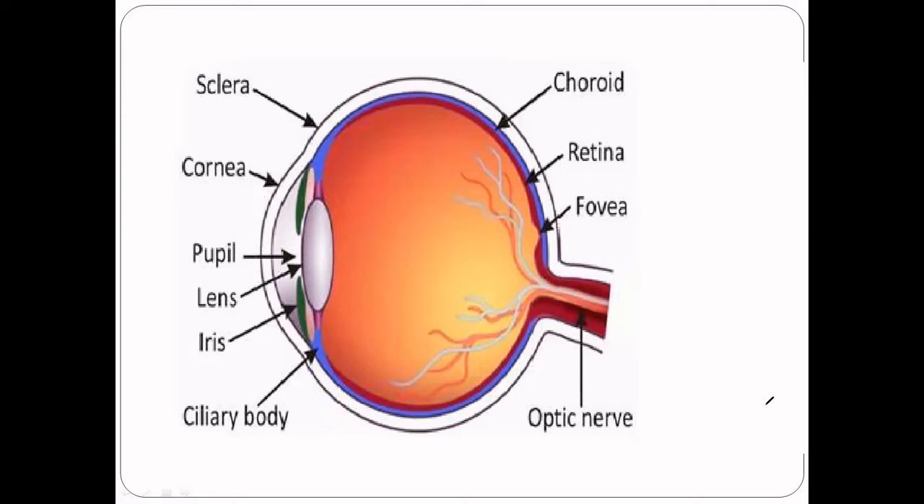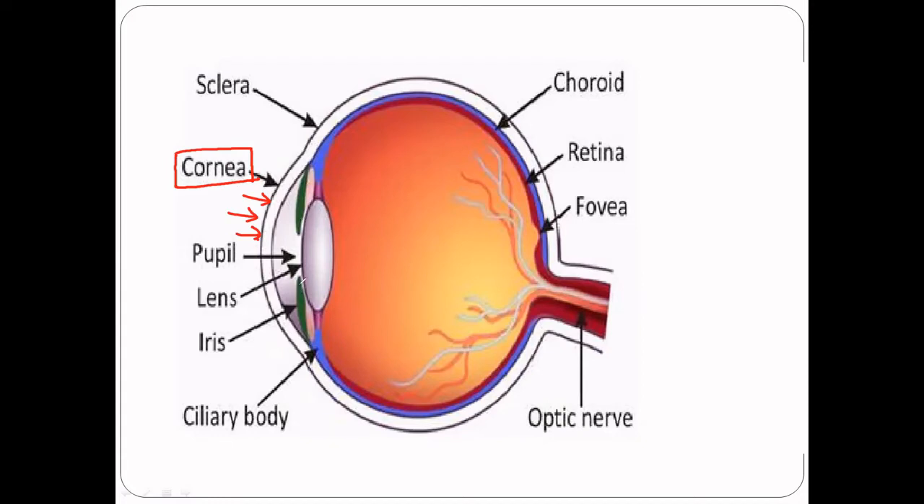Now this is the internal structure of our eye. The eye appears spherical in shape. So let us start from outside. This we have seen appears as a transparent layer, right? This is acting as a window, and this allows light to enter into the eye. This is a transparent layer which allows light to enter into the eye.